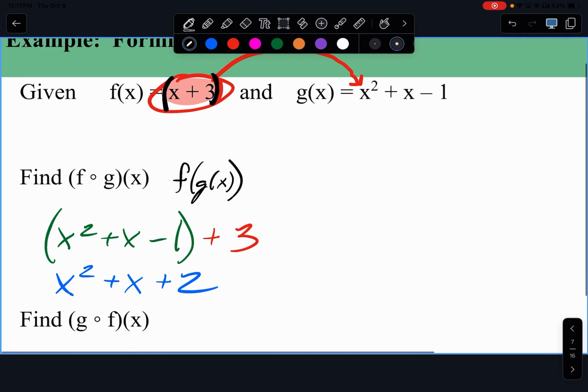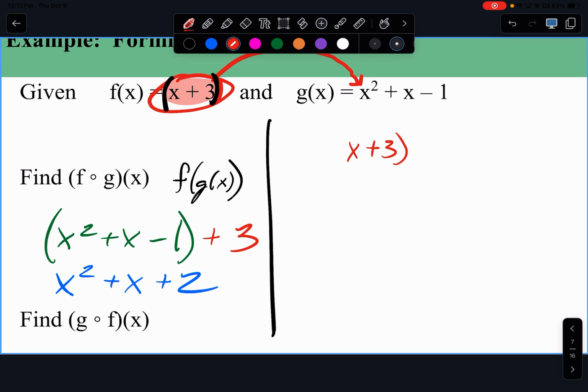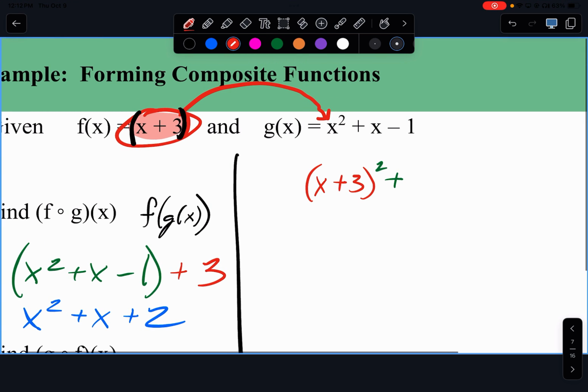I'm going to do this one on the right side just so I don't run out of space on the bottom. So we're going to do x plus 3 in parentheses. That's my f of x. And then it's still squared plus, and then I have to do x plus 3 again. And then we have the minus 1.